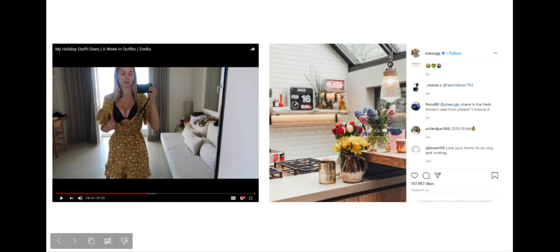On the right, we've got an image from her Instagram account, and this is similar to one of the ones that I showed in a previous video here, where she shows off her kitchen.